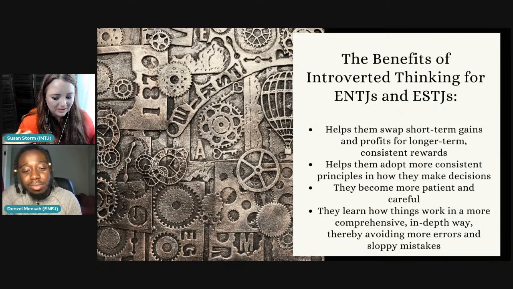So when ETJs integrate introverted thinking, they become much more patient, much more thorough, and much more consistent in their logic. Denzel, any thoughts from you?